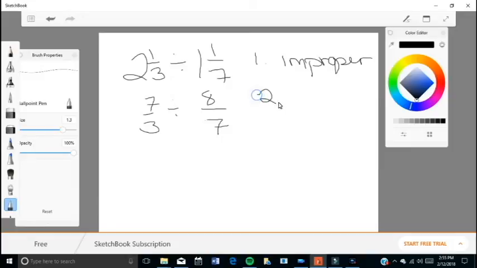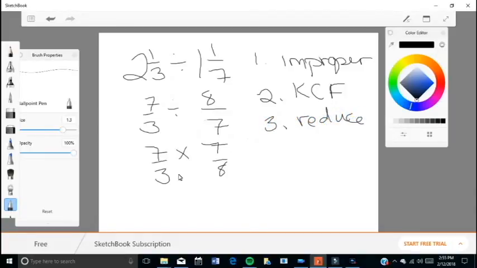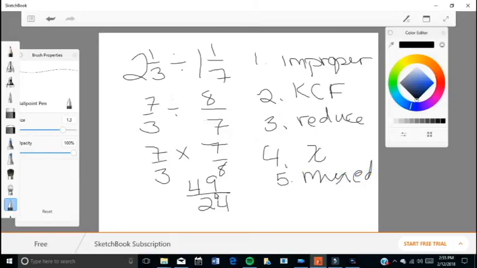Okay. Second, keep, change, flip. Okay, so keep the first one, change to multiplication, flip the second one. Third, reduce. I don't see any reducing in this one. Nothing cross reduces. So now number 4, multiply. So 7 times 7 is 49 over 24, and turn into a mixed number. Okay, so 24 is how many Skittles make a pack. I have 49. That means I can make 2 with 1 left over. 2 and 1/24.